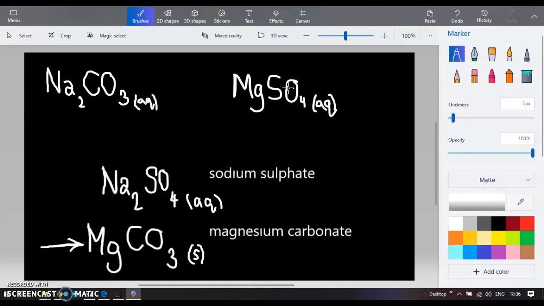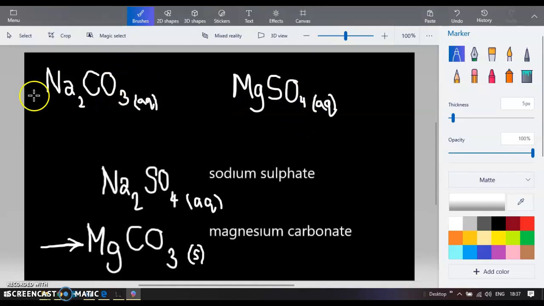All sodium, potassium and ammonium salts are soluble. All nitrates are soluble. All chlorides except silver and lead chloride. All sulfates are soluble except calcium, barium and lead sulfate. All soluble carbonates include sodium, potassium and ammonium carbonates, but all other carbonates are insoluble.